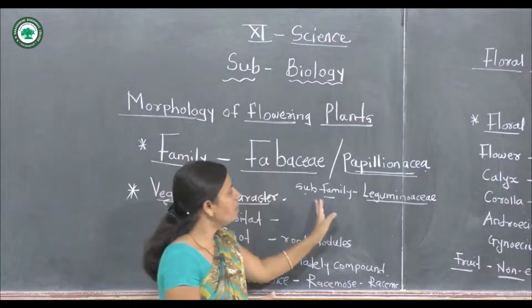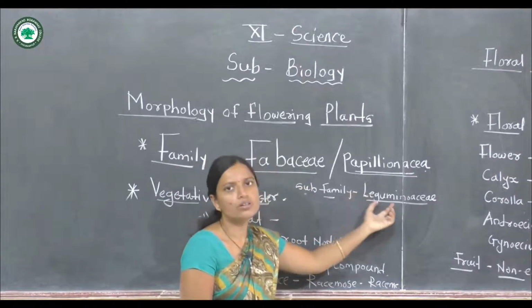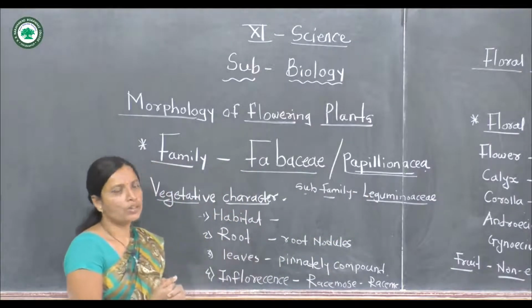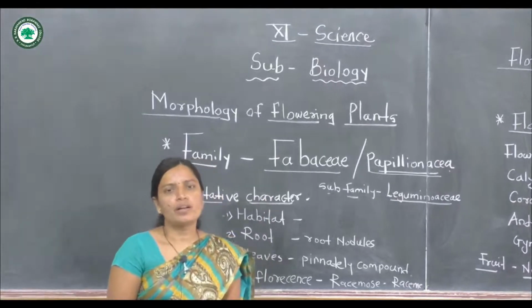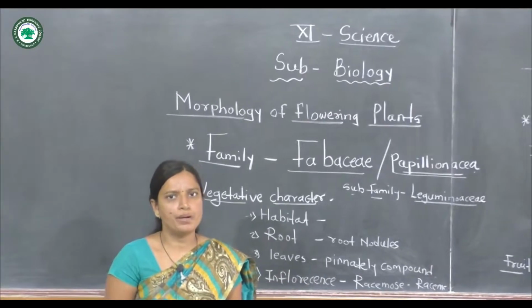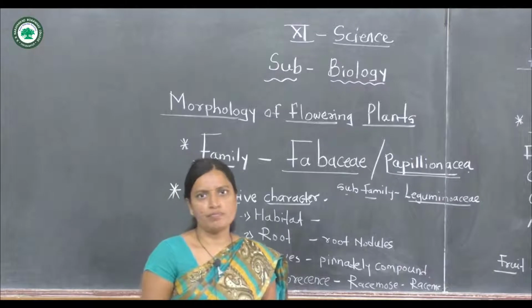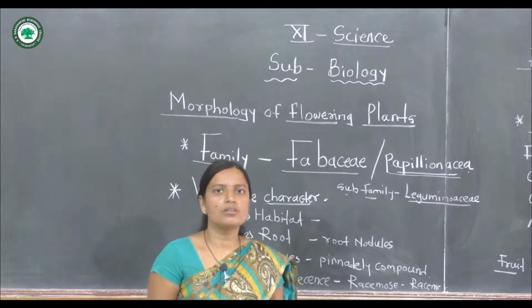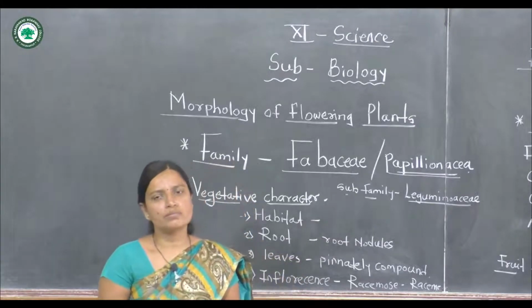Now a subfamily of this Fabaceae family is also called Leguminaceae. Here we study the important characters of this family, like the vegetative characters and floral characters. An example of this family is the pea plant. There are several characters, and other leguminous plants are also included in this family.